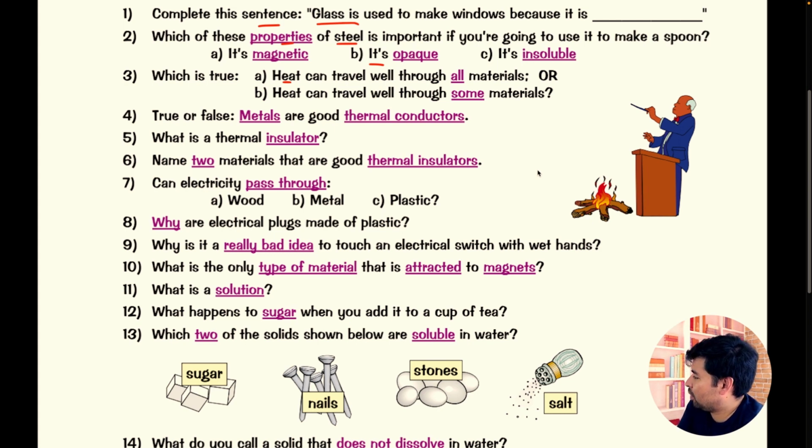Number 5. What is a thermal insulator? Remember insulator? Like it kind of protects the material, doesn't let some things go through it. Do you remember what that is? So what is a thermal insulator? Explain that in English.